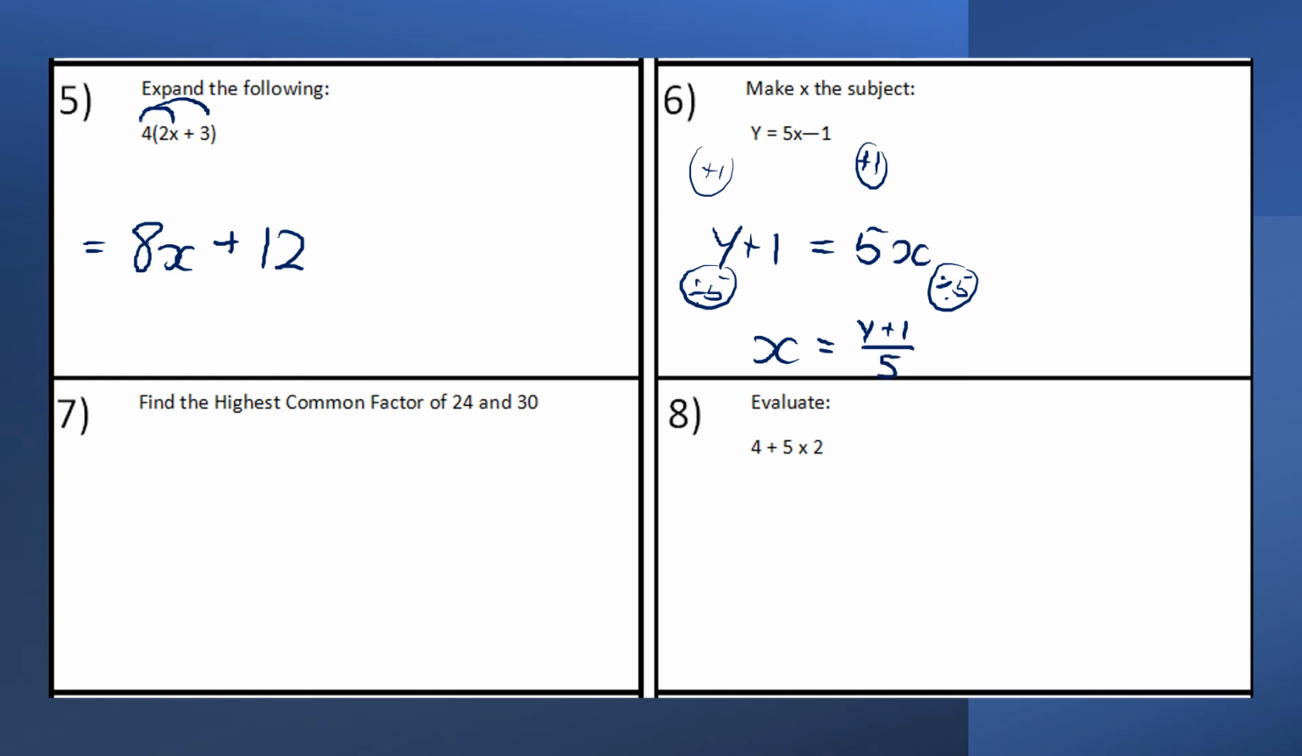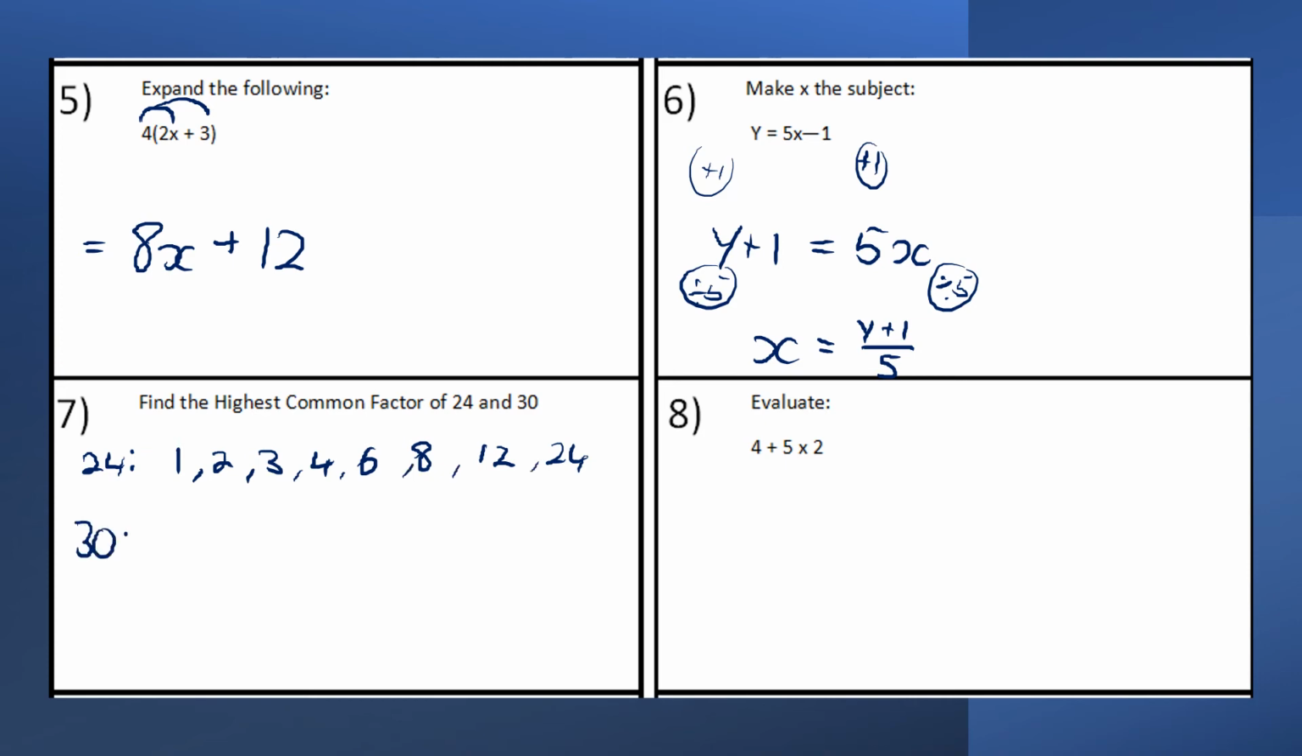Okay, next question, number 7. We want to find the highest common factor. So we've got two small numbers here. So what I'm going to do is list my factor pairs of 24. So factors, we've got 1 times 24. We could have 2 times 12. We could have 3 times 8. Or we could have 4 times 6. So that's all my factors of 24.